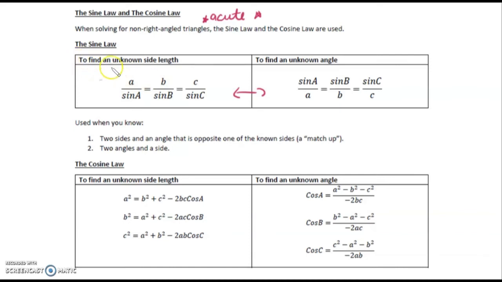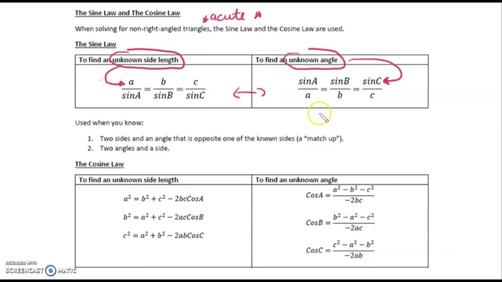So it says to find an unknown side length. Well, if you notice, the unknown side lengths are in the numerators, right? So this one's going to be easier. However, if you do use the other one and you only want to memorize one, then that's totally fine. You just have to do a little bit more math, okay? And to find the unknown angle, well, if we take a look up here, angles like sine A, sine B, sine C, the angles are in the numerator, okay? Just to point out again, side lengths are denoted with lowercase abc. Angles are denoted with uppercase, so capital ABC.